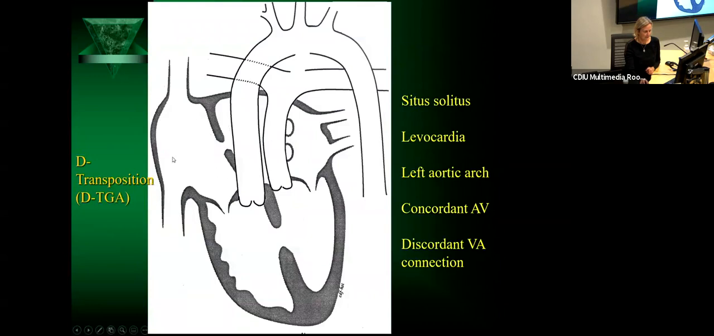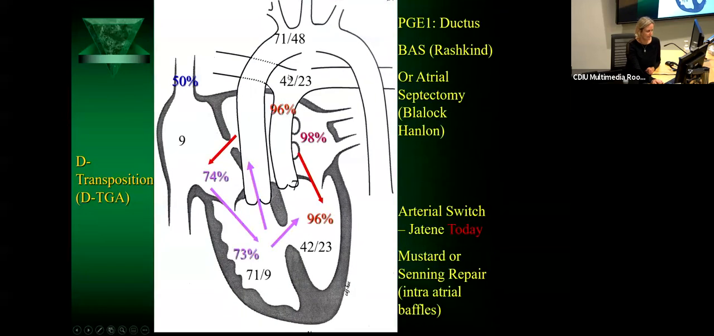So situs solitus, the atria in their usual position. We have AV concordance. We have VA discordance. We have atrial to ventricular concordance, but again, VA discordance. Same thing. If you can imagine that there's a ductus in there, they did on this baby a BAS to increase the mixing, because that probably wasn't enough. So they did a BAS to increase the mixing. Mind you, this patient has a VSD as well.